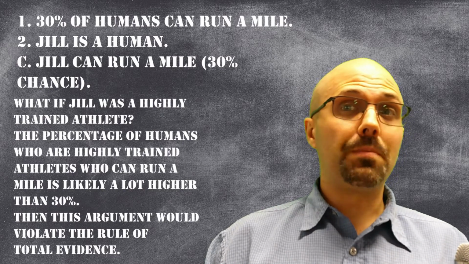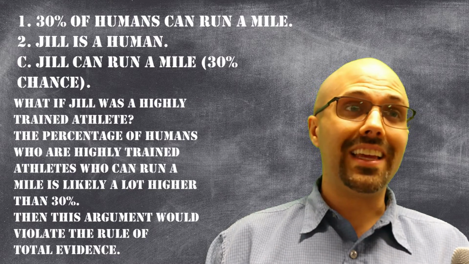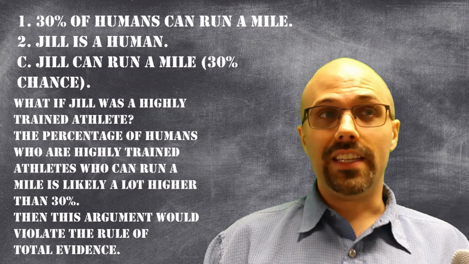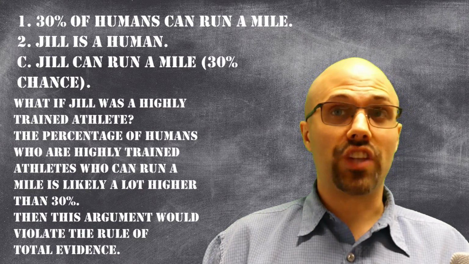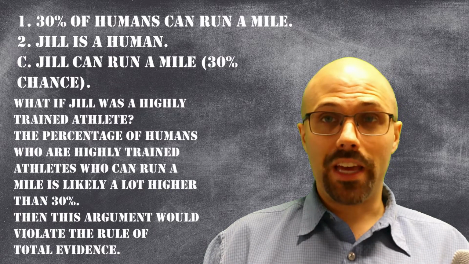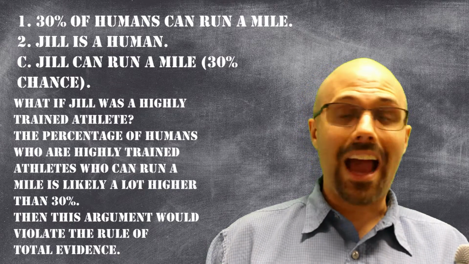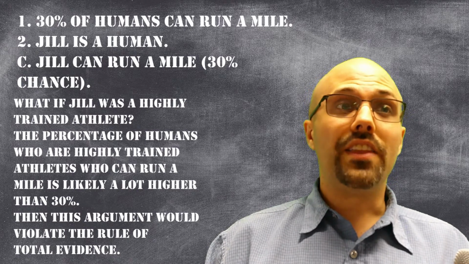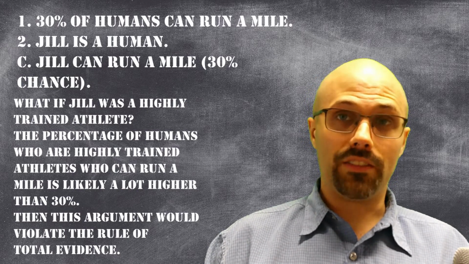There's information about Jill that's not being included in the calculation of how likely it is that she's able to run the mile. Indeed, we suspect that there's a much higher percent chance that a highly trained athlete will be able to run a mile than the average person. Since that's not being taken into account by our calculation, this argument is violating the rule of total evidence.